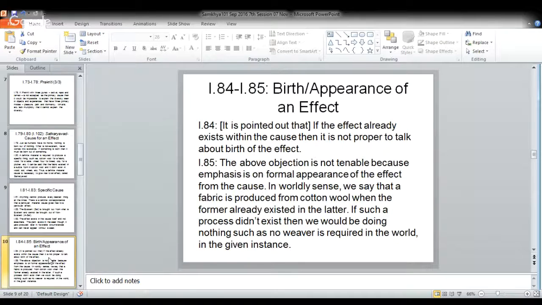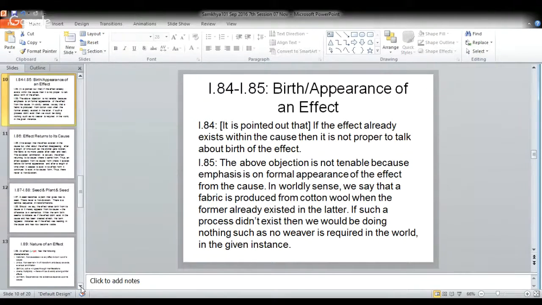We move on to 84, 85. Now there is a discussion whether an effect is born altogether new, blossoms out of the cause. So there is a semantics, but let us look at it.